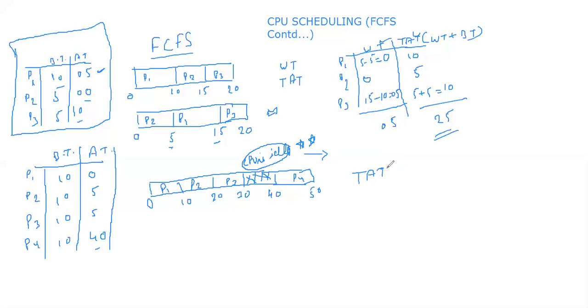Turnaround time. For turnaround time, we had picked waiting time plus burst time. And what is waiting time? Waiting time is start time minus arrival time. So let's go one by one and see what the waiting time will be here. What is the waiting time of P1? 0, and it started at 0, so waiting time becomes 0.